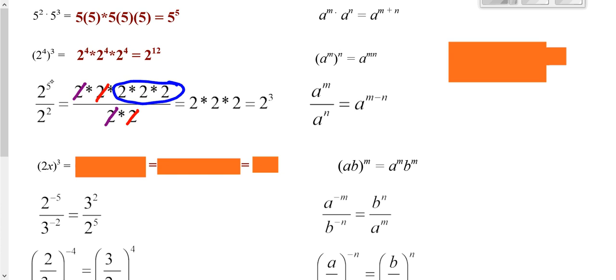An informal way to look at it is to say, oh, which one has more 2's, the top or the bottom? And the top does how many more? It has 3 more on the top. That's an informal way to look at it.